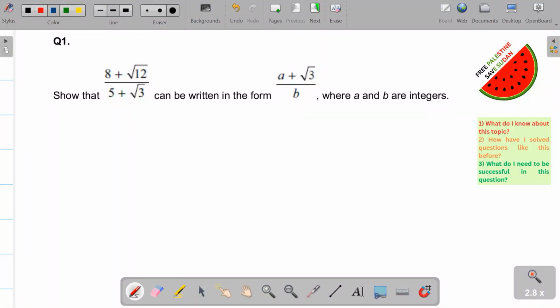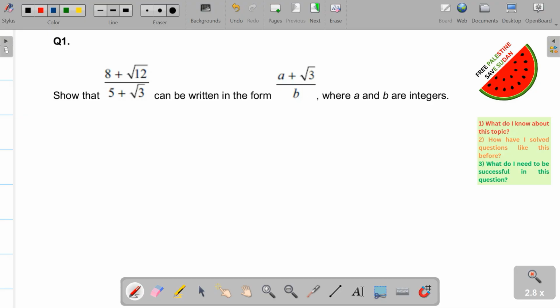The first topic we're gonna look at is Surds. What we're gonna do in this series is do some Excel exam questions on these topics and see how to solve them. So let's get started.